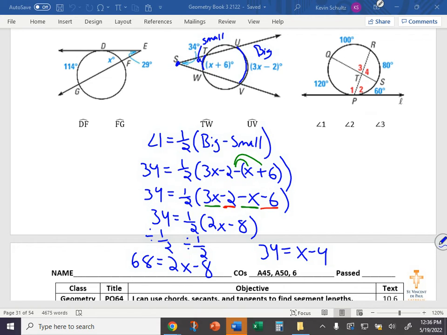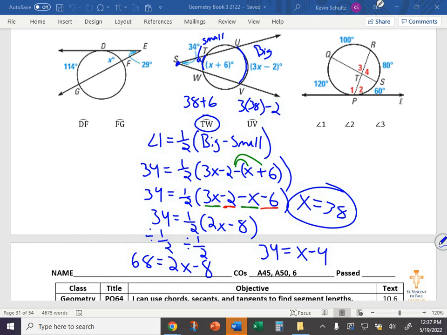Okay, so x would equal 38. Whether you move the 1/2 over or distribute, x equals 38. Which isn't my answer though, right? Because what I'm trying to find is arc TW, which now that I know that x is 38, is simply 38 plus 6. Just plug the value for x in there. And then arc UV, which is 3x minus 2, is 3 times 38 minus 2.